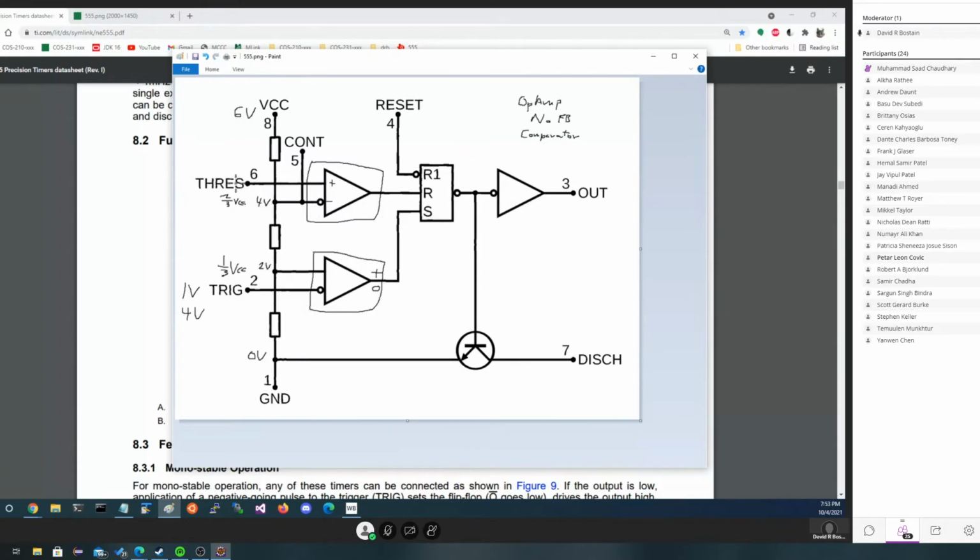Notice that the pin itself, threshold and trigger, are hooked to different places. This one's hooked to the positive side. This one's hooked to the negative side. Same math goes on, but we treat which one is being compared a little bit differently. Let's assume for a moment that the same situation has occurred. We have 4 volts on trigger, and we have 4 volts on threshold. We know this guy is off. What's this guy going to be?